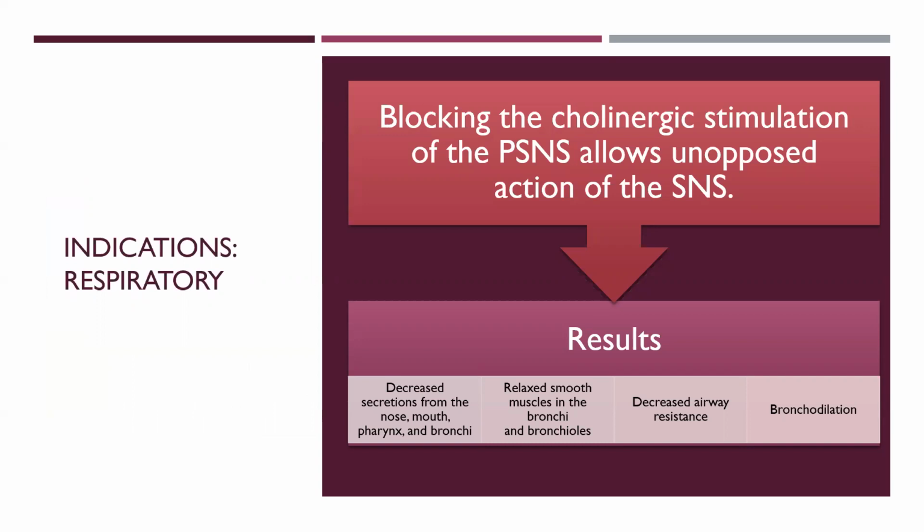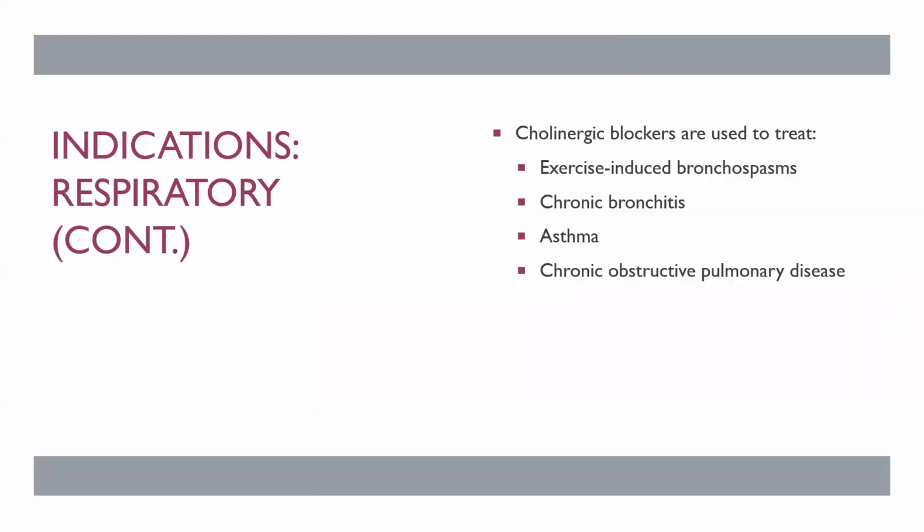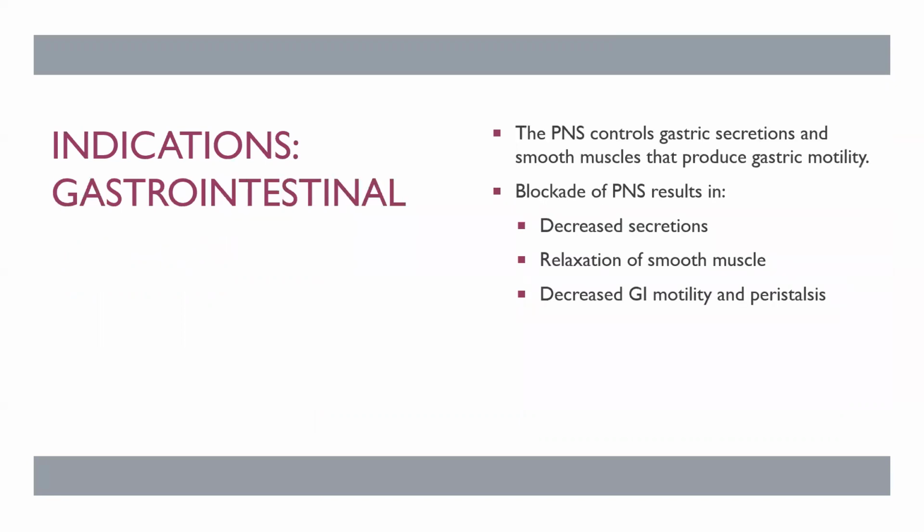By blocking this cholinergic stimulation of the PSNS, it allows unopposed action of the SNS, which once again results in decreased secretion from the nose, mouth, pharynx, and bronchi, relaxed smooth muscles in the bronchi and bronchioles, decreased airway resistance, and bronchodilation, because we're thinking of it almost like the opposite of our cholinergic agents. So they're usually used to treat things like exercise-induced bronchospasms, chronic bronchitis, asthma, and chronic obstructive pulmonary disease.